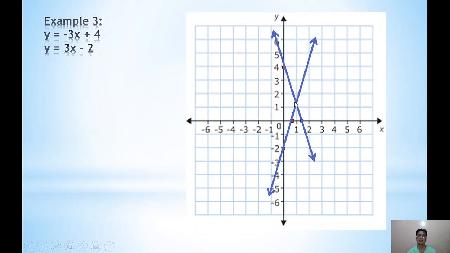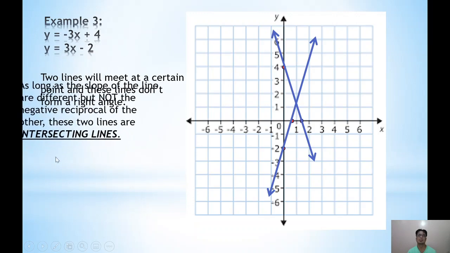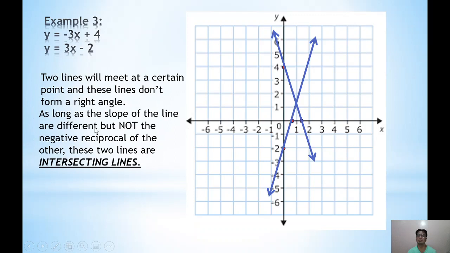Kung mapansin natin, nag-intersect sila pero hindi naman siya nagbuo ng right angle. Pero may point sila na nag-meet sila, unlike sa parallel line. As long as the slope of the lines are different, but not the negative reciprocal of the other, these two lines are intersecting lines. Ulit. Yung ating pong parallel lines, the same slope. Perpendicular lines, negative reciprocal. Intersecting line, as long as magkaiba po yung slope natin, intersecting line siya.